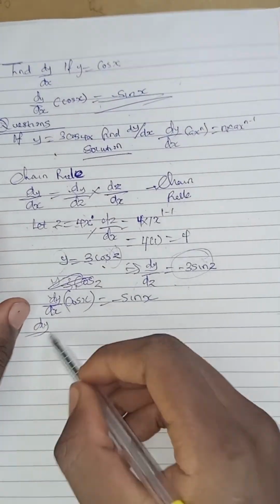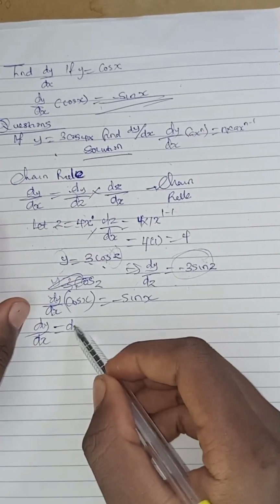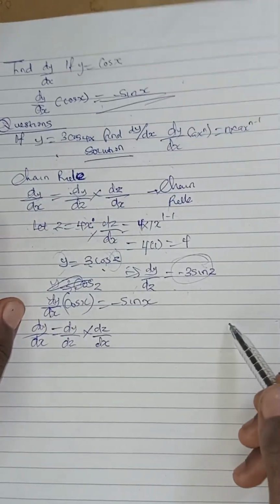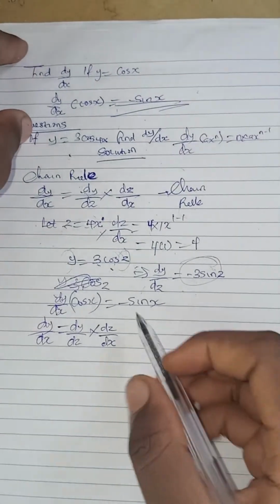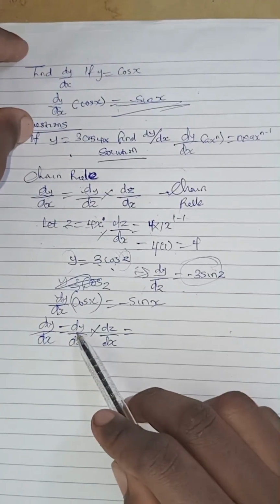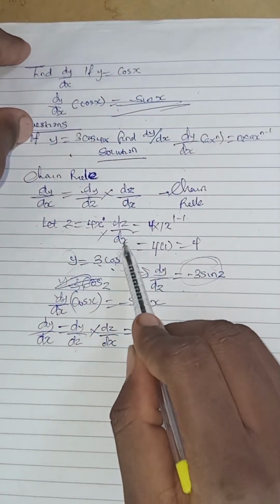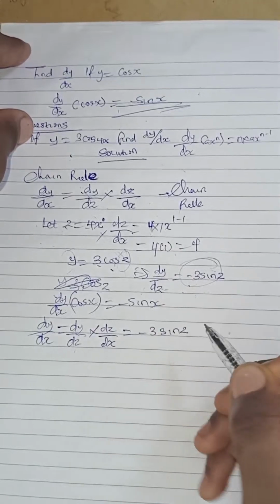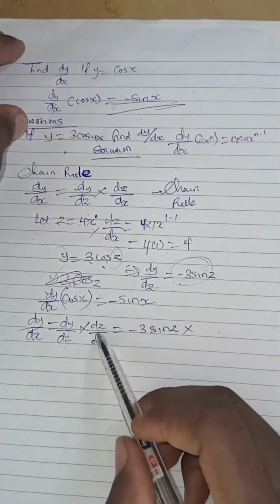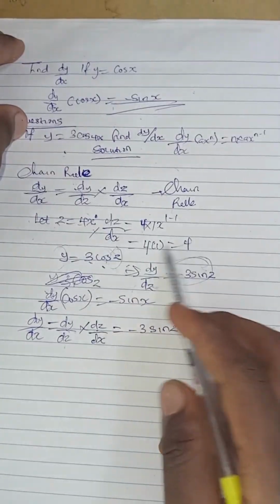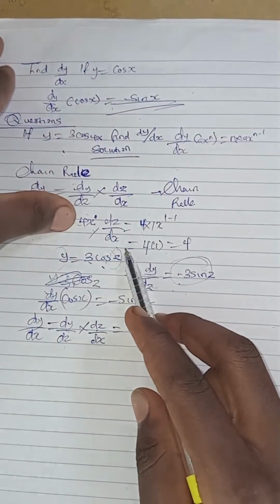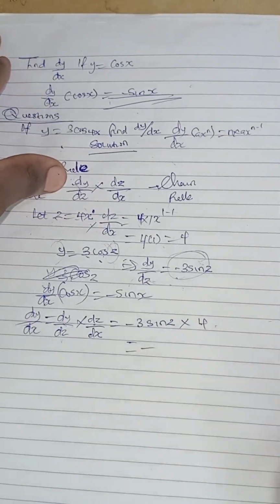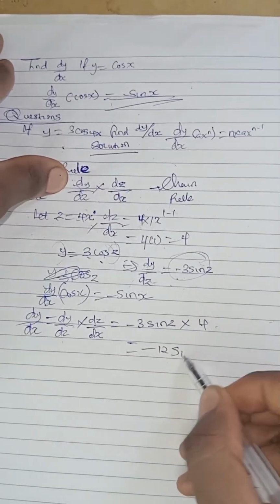So therefore, dy over dx is equal to dy over dz times dz divided by dx. According to this question, dy over dz is minus 3 sin z, right? Minus 3 sin z times dz over dx, which is equal to 4 from here. So we have times 4. So this will be equal to 4 times negative 3, which is negative 12. So we have minus 12 sin z.